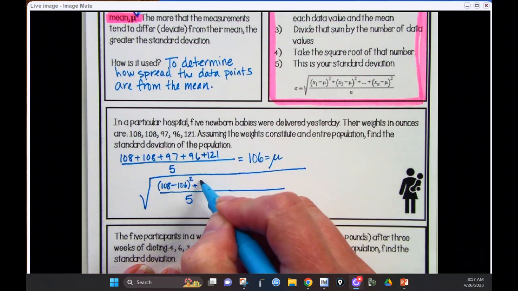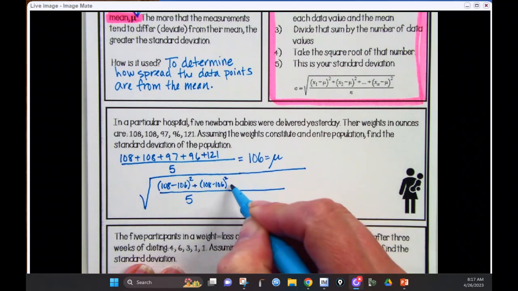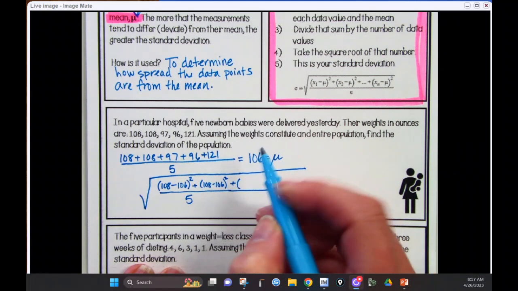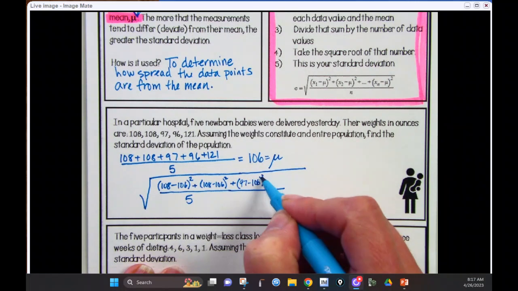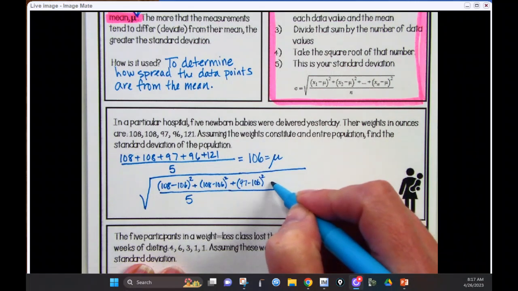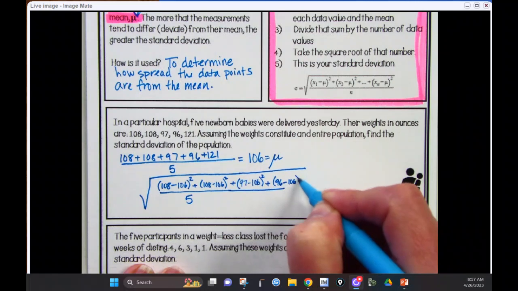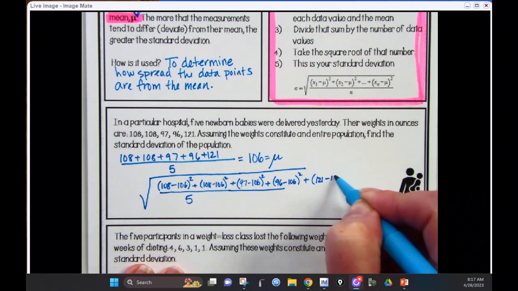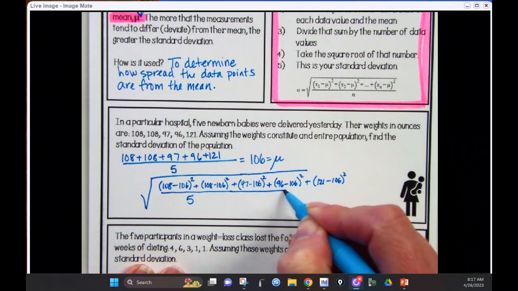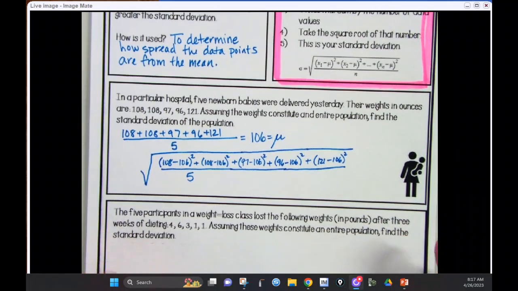Plus my next point is 108 minus 106 squared. Plus my next point is 97 minus 106 squared. Oh my goodness, plus 96 minus 106 squared. Plus that last point is 121 minus 106 squared. Aren't you glad there aren't more than 5 points? Yeah, me too.